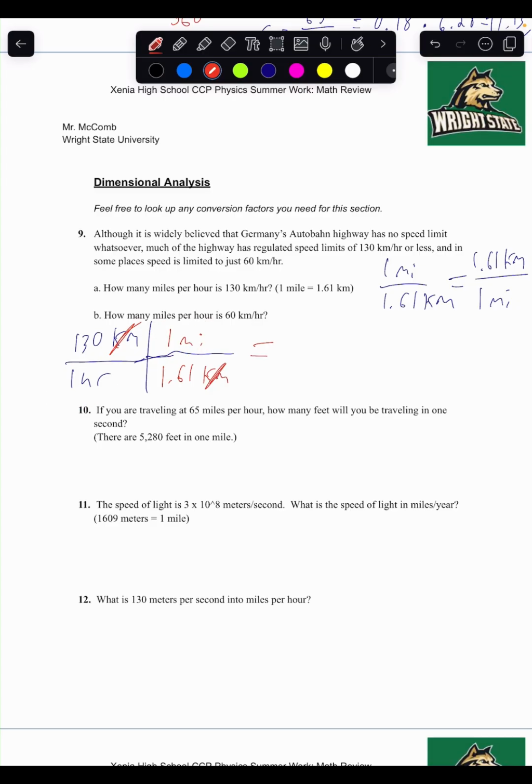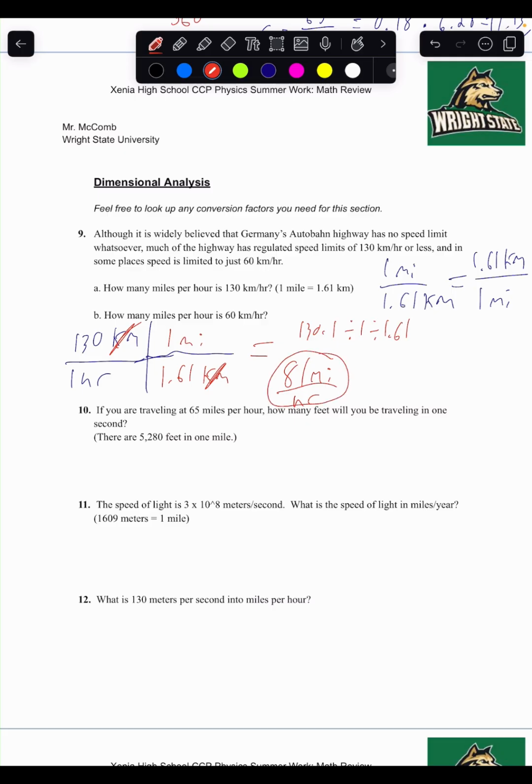Miles on top, hours on bottom, so we're good. Now all we have to do is multiply across the top, divide across the bottom. So this is going to be 130 times 1 divided by 1 divided by 1.61. And that's going to turn into 81 miles per hour. So 81 miles per hour.